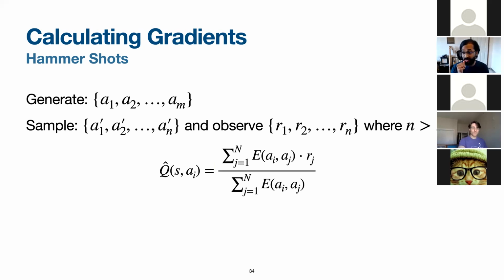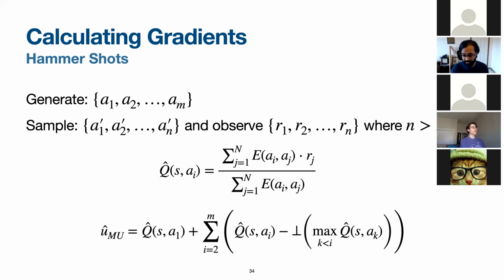Using kernel regression, we can make an estimate of the values of all the generated actions using the observed sampled actions. We then use these Q values in our marginal utility formulation. And now we have a differentiable approximation of the marginal utilities of the actions in this space. The gradients of this formulation are then used to update the model's parameters.